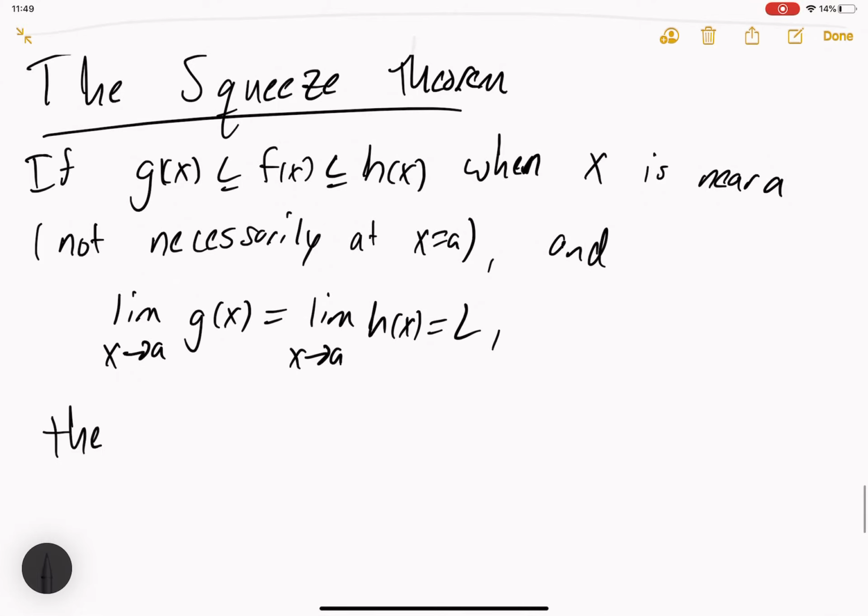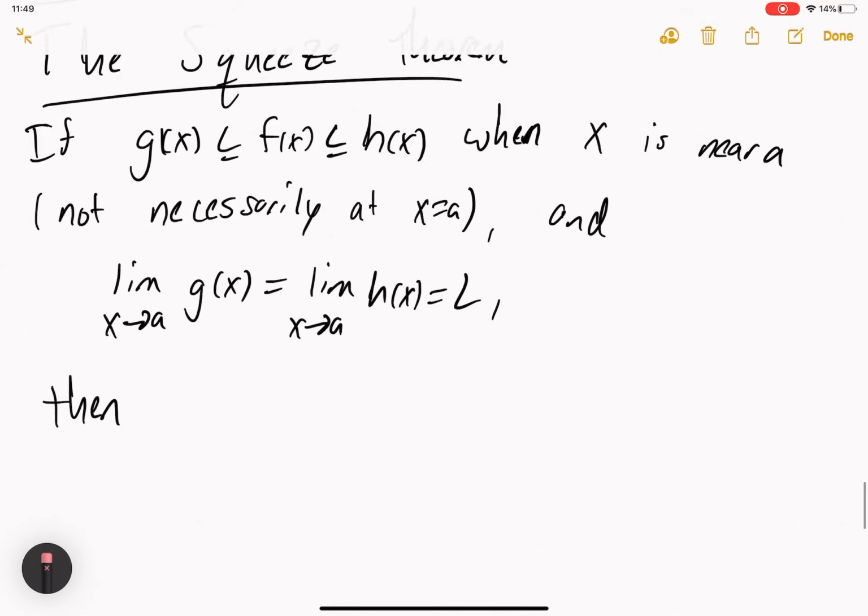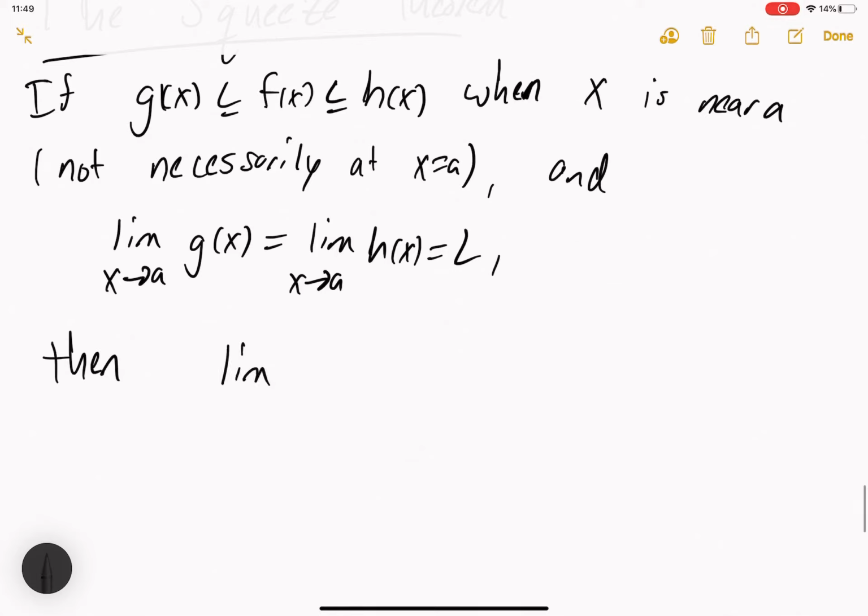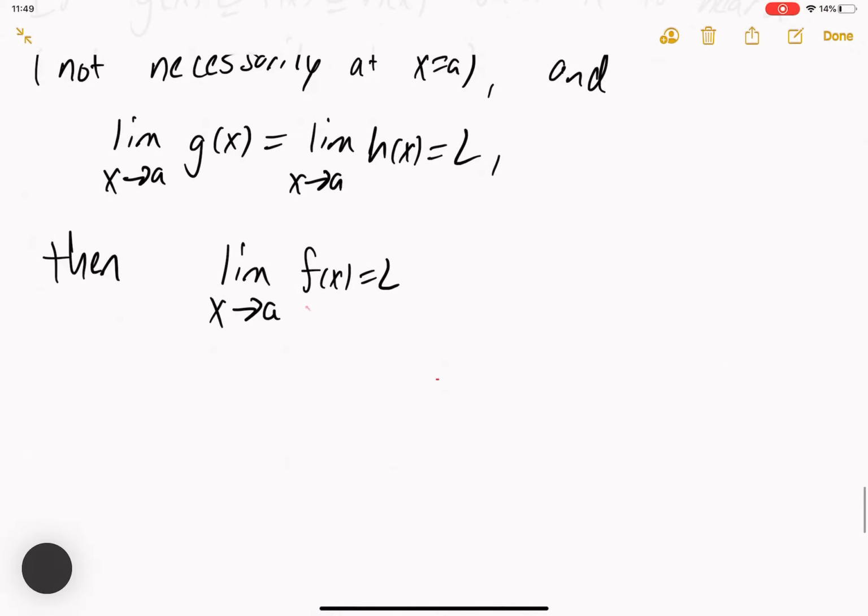And then if everything holds, if we have a function f of x being squeezed between two other functions, and that's what the inequality means, squeezing, and we have that the limits of the two functions equal the same value at some point A, then what we get is that the limit as x goes to A of f of x is equal to L. So basically, maybe f of x isn't nice enough, meaning we can't just plug it in, but it can be squeezed between two nice functions.